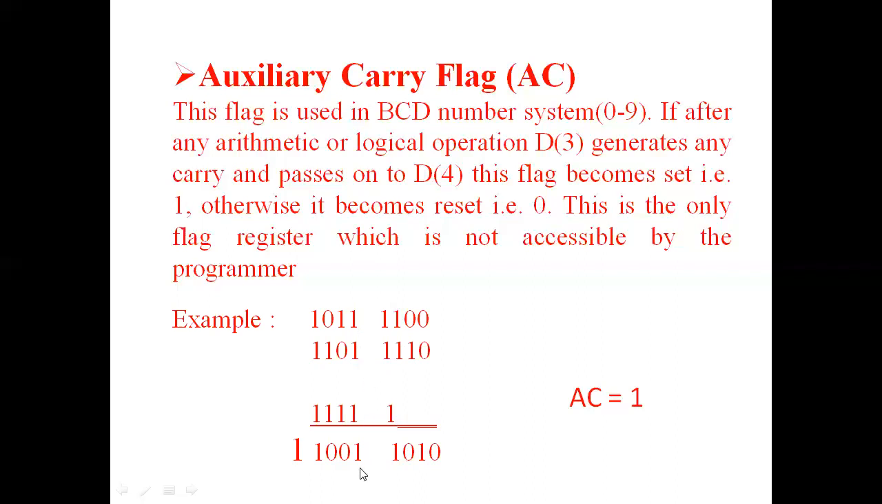Here, triple 1 means 11, so I'm getting carry 1. Then 1 plus 1 means 10, so I'm putting 0 here and 1 is carry. Next, 1 plus 1 means 10, so I'm putting 0 here and 1 is carry. Then triple 1 means I'm getting 11.